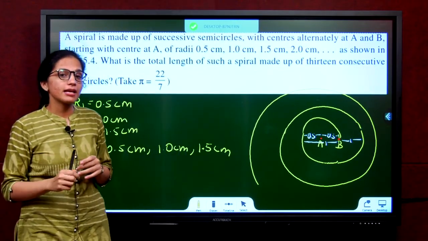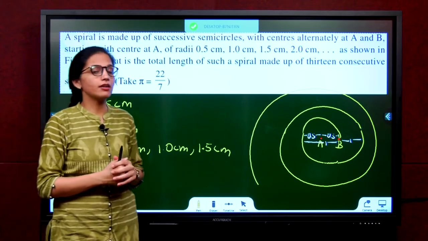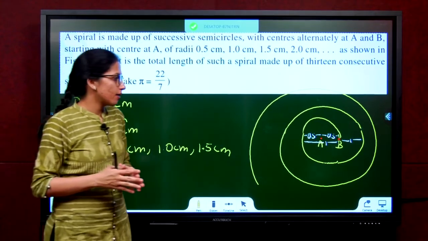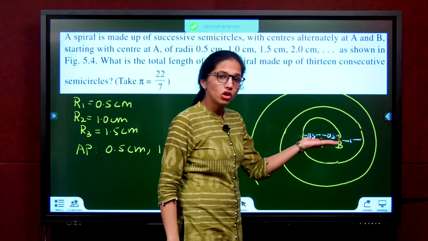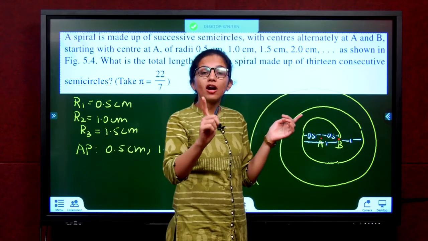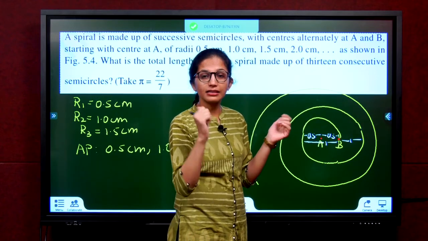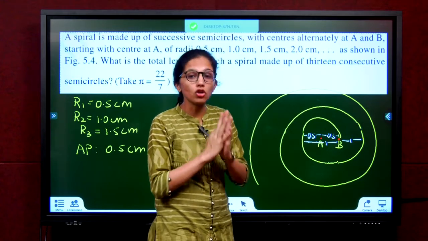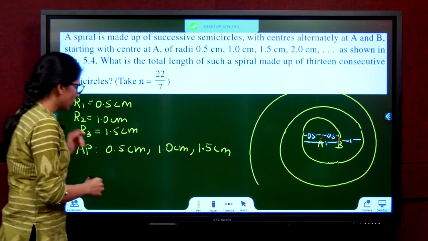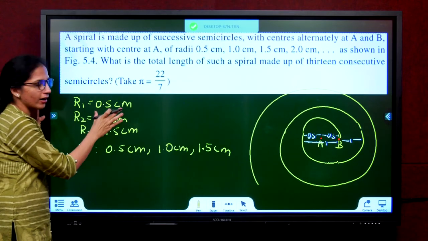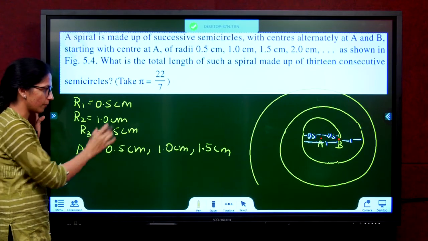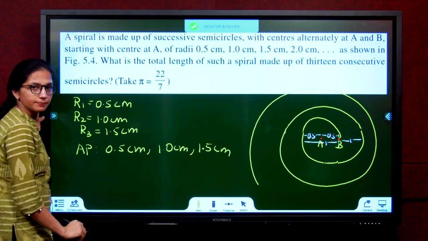In circumference, what we just learned is that the formula is pi r plus 2r. Are we closing the diameter here? No. So it is not pi r plus 2r in this question. It is only pi r because we are not fencing the diameter. We don't have anything along the diameter. So now they've given radius is 0.5 centimeter, 1.0 centimeter, 1.5 centimeter and so on. You can see they form an AP.